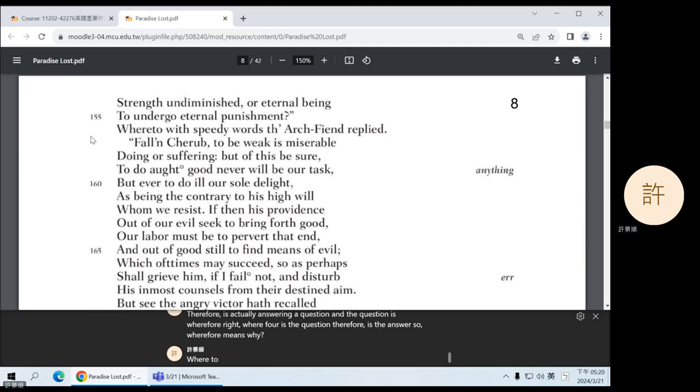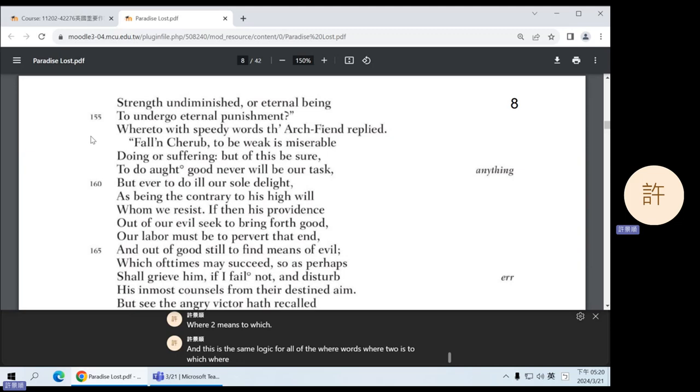Whereto means to which. And this is the same logic for all of the where words. Whereto is to which, wherefore is for which, wherefrom is from which, whereas is as which. So whereto means to which.